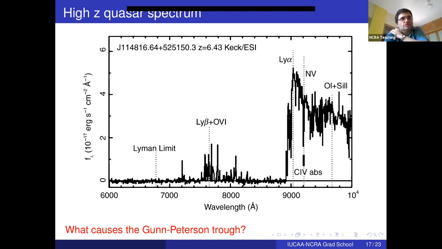But there is also this figure, which now shows a spectrum of a high redshift quasar. This spectrum was obtained with the Keck, and the redshift of the quasar is very high. It's 6.43. And the claim made is that in this spectrum, you can see evidence for the Gunn-Peterson trough. What is the Gunn-Peterson trough?